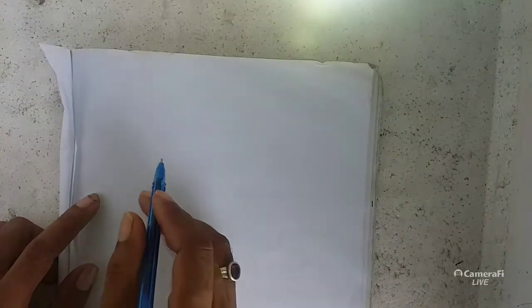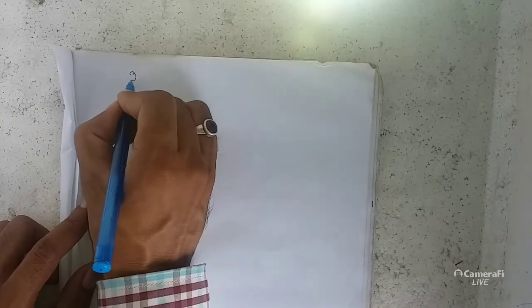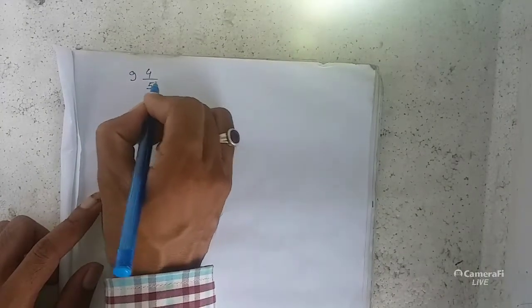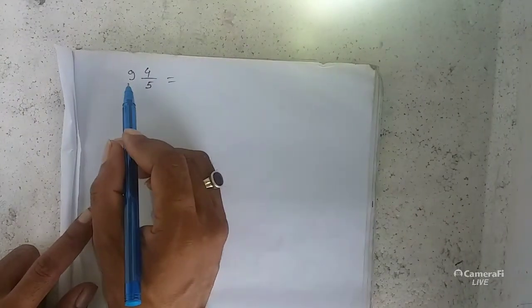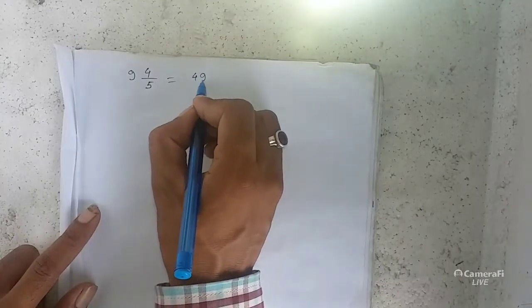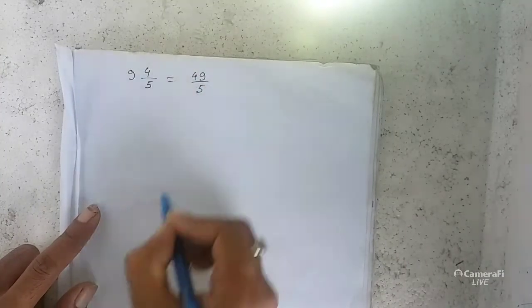Okay. Now, taking another example, the number is, let me take a whole number, 9 whole 4 by 5. First we will convert this mixed fraction into improper. 9 5s are 45 plus 4, 49 by 5.